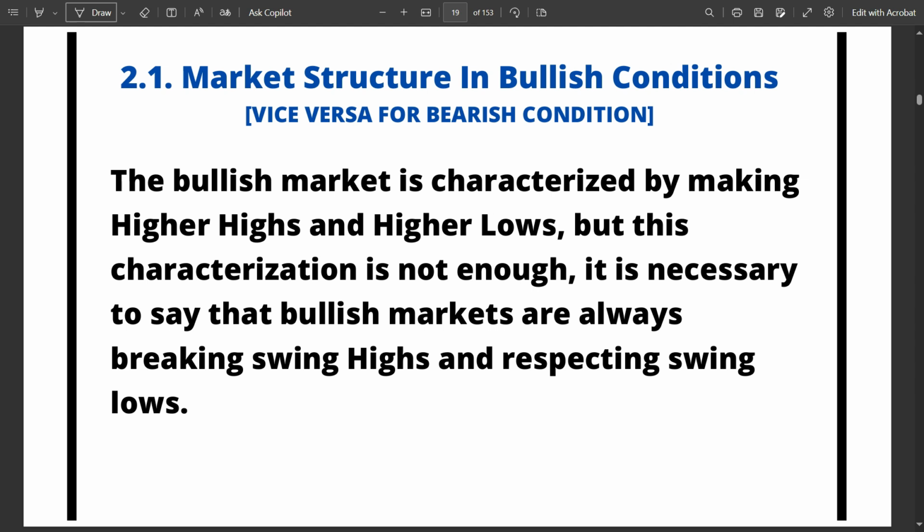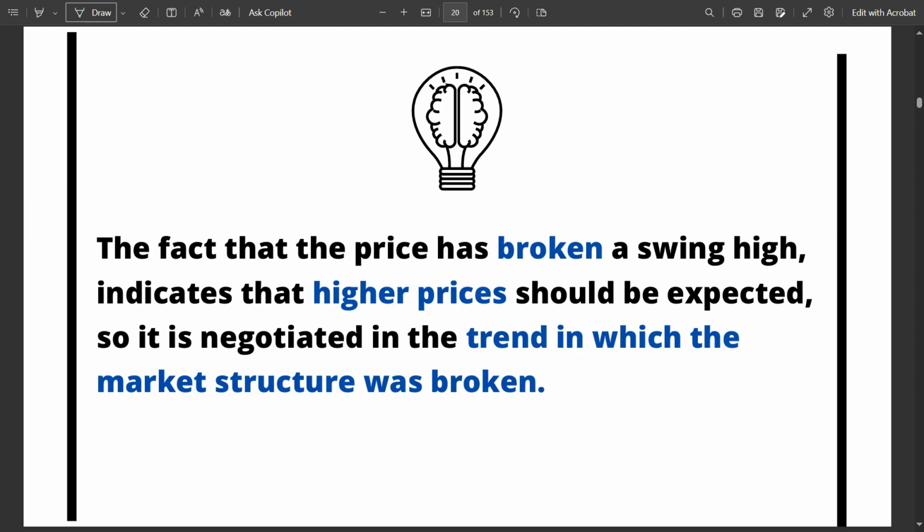However, just forming higher highs and lows isn't enough. It's mentioned here that in bullish markets, price doesn't always break through higher highs or respect swing lows. These details are essential to understanding price movements. If the price breaks through swing highs, we can expect higher prices ahead. In such conditions, we say that the market structure is broken.